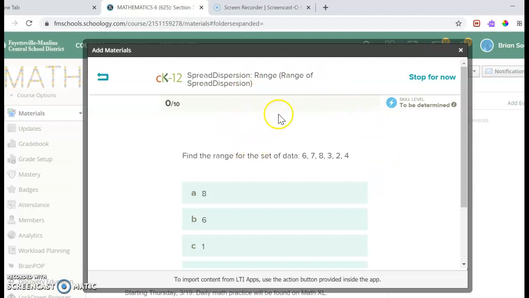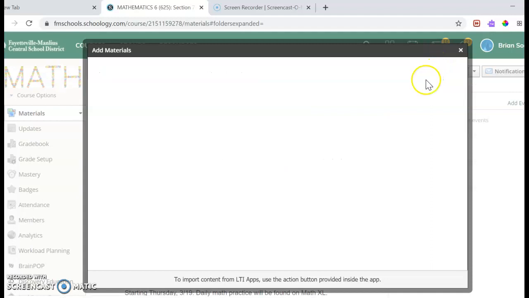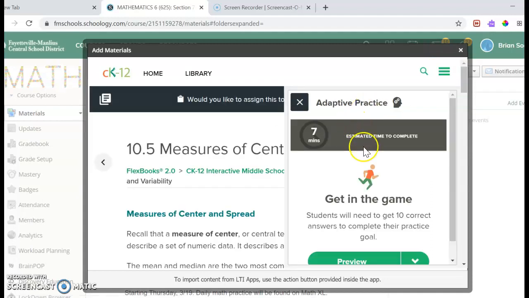Now, when you get to the practice questions, you can do a few of them and hit stop for now, this will save your work. Where remember the interactives will not. You have to remember where you left off. Okay? All right. For now, I'm just going to hit stop for now, even though I didn't answer any. And it will pick up with that same question. I'm just going to exit out of this for now.